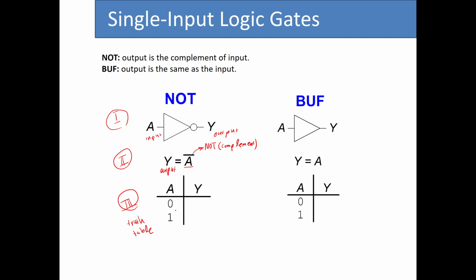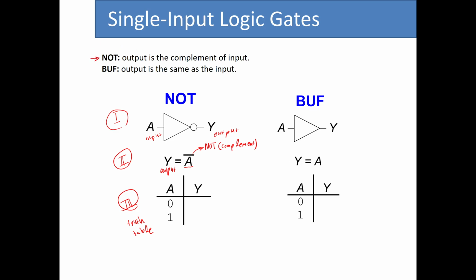The truth table basically lists all the possible combinations of the input, and for each one of them determines the output value for that specific function. As you can see on the left side of this figure, we have these three representations for the NOT gate, and on the right side we have the same representation, but this time for the buffer gate. So let's go over the definition of the NOT gate.